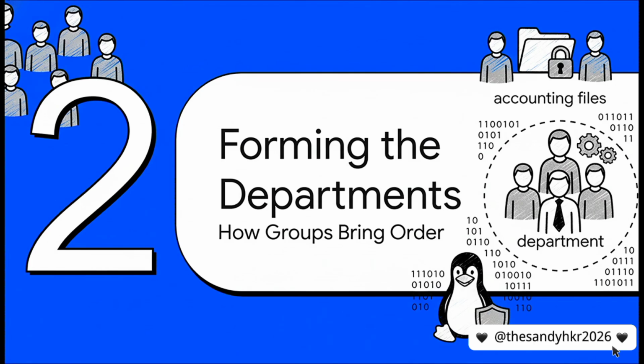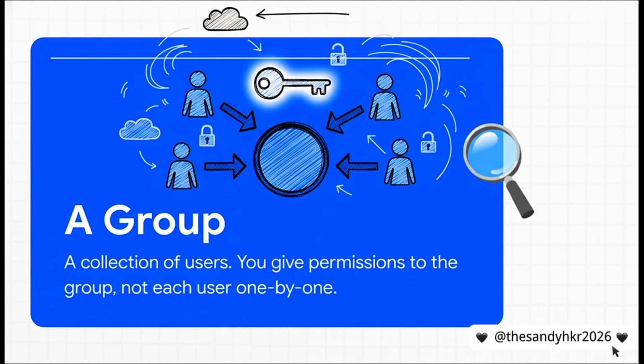Okay, so we've met all our employees. But how do we organize them? I mean, you wouldn't give every single person individual keys to the accounting office, would you? Of course not. You'd create an accounting department. And that, right there, is exactly what groups are for in Linux. A group is really just what it sounds like. It's a collection of users, and its main purpose is to make your life easier. It's all about efficiency. Instead of going to every single user one by one to give them permissions, you just give the permissions to the group, and bam, everyone in that group gets them automatically.